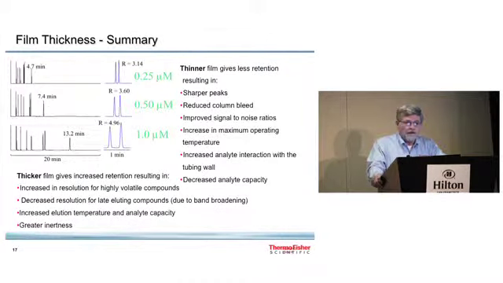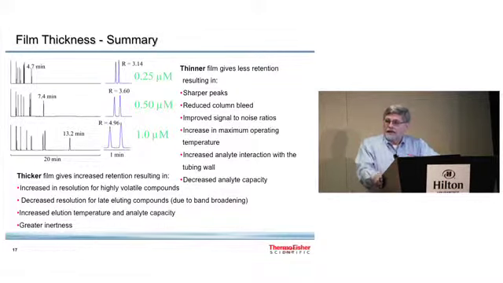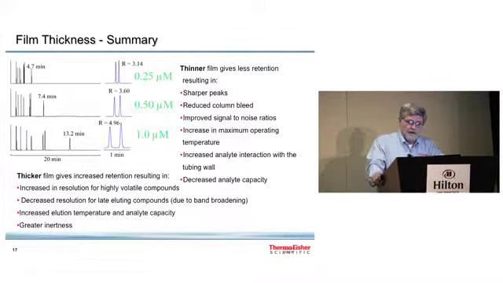Film thickness. Heavier compounds tend to stick in your column. So if you're looking at heavier compounds, you need to use a thinner phase. Thinner film will give you sharper peaks. Also a shorter column will give you reduced column bleed. It improves your signal to noise because of the better resolution. And the analytes get to react with the wall a little more. Again, you have to remember that you have decreased analyte capacity. So you can overload the column very easily.